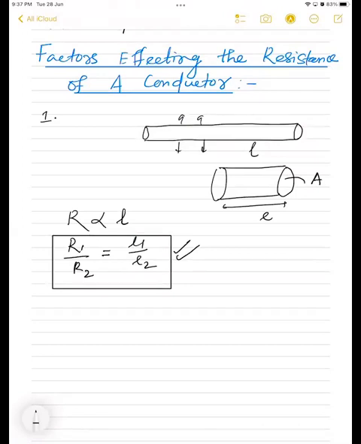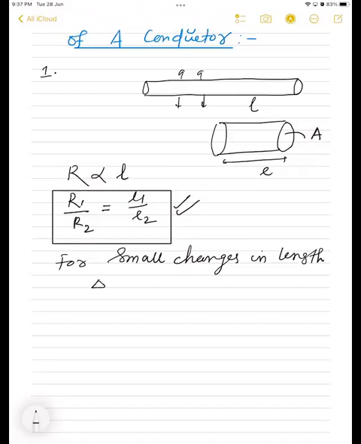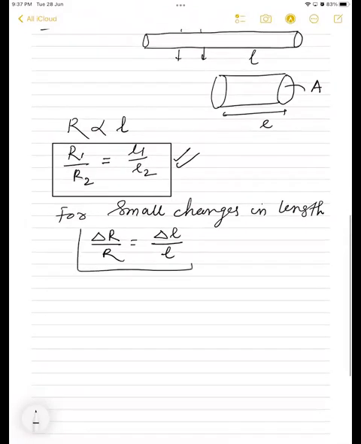Students, sometimes there is a small change in resistance. Let R be proportional to L. So for small changes in length, change in resistance by original resistance is equal to change in length by original length. Delta R by R is equal to delta L by L, correct?